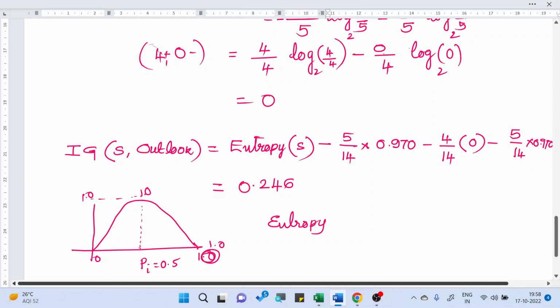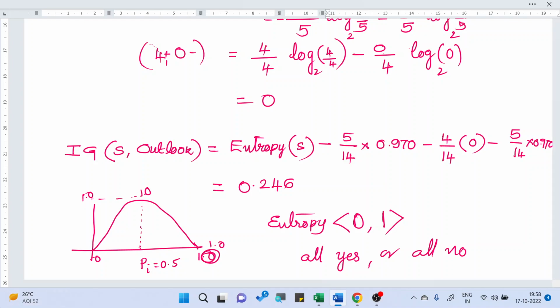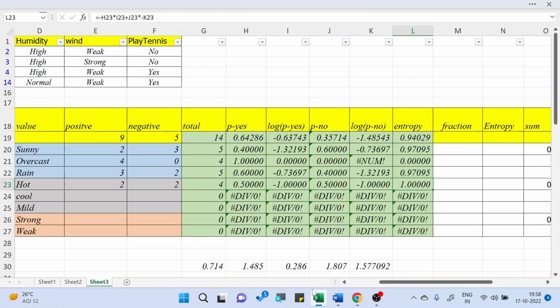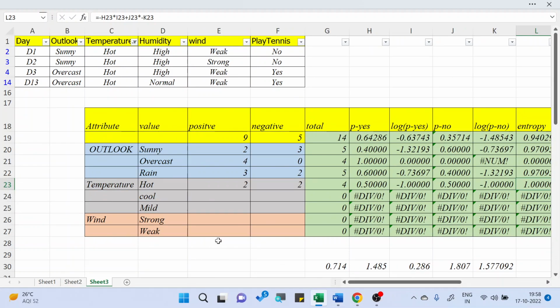There are no negative values for the entropy. Entropy is 0 when it is a pure set, that means all yes or all no. If half yes and half no, the entropy is 1, the maximum. So here 2 positive, 2 negative, entropy is 1. What about cool? Now let me take cool.